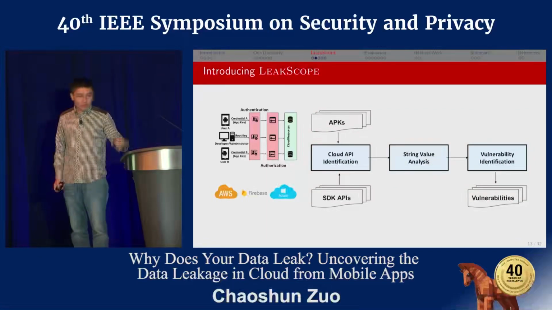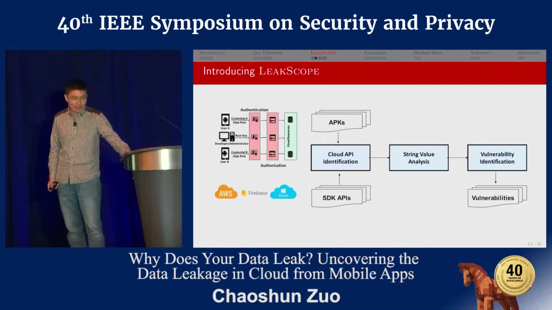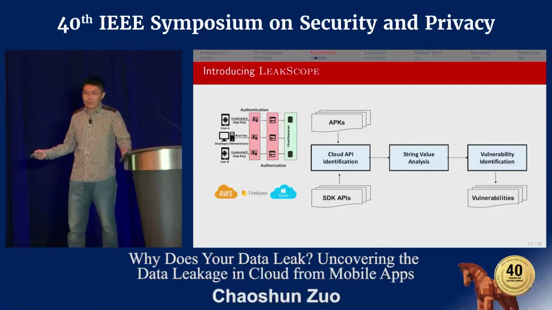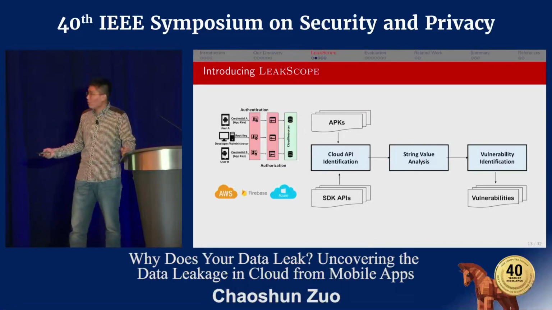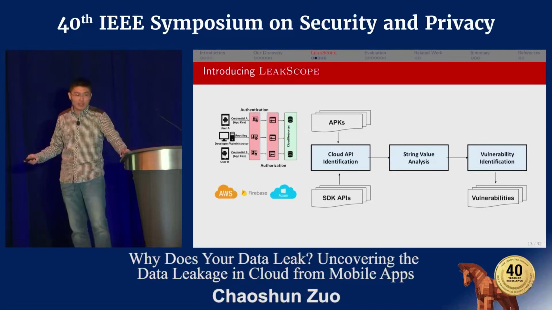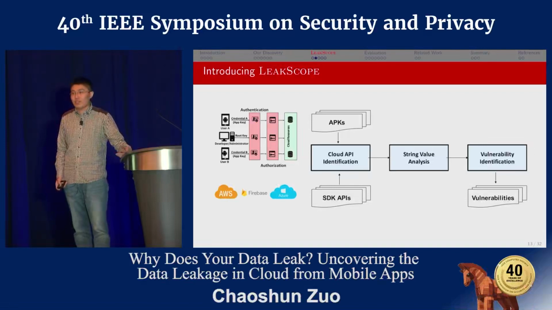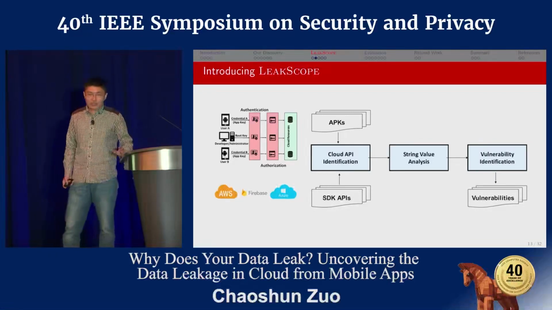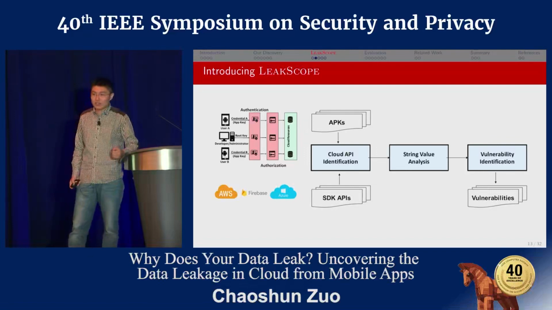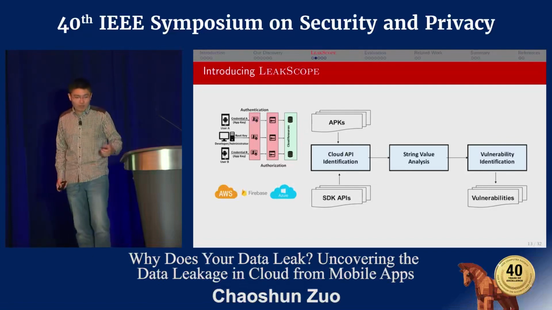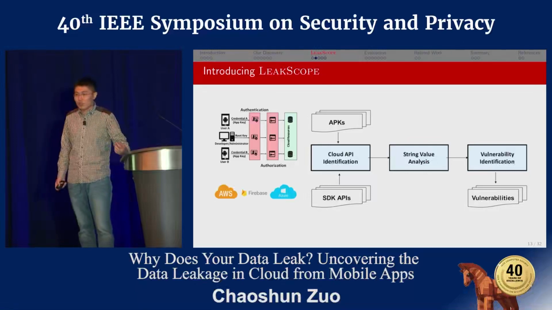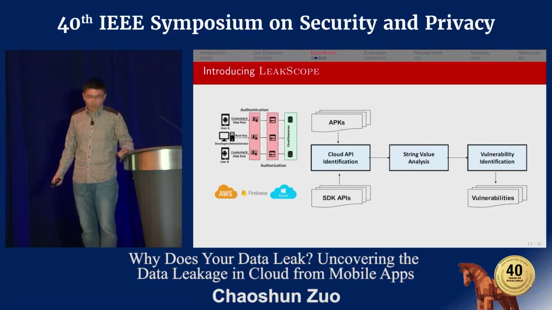So to deal with those questions, we have designed and implemented a system, LeakScope. And this is the overview of our system. It consists of 3 components: cloud API identification, which takes APKs and cloud APIs as input to identify the cloud APIs that are used in the mobile app; string value analysis, which tries to get the content of the key; and then vulnerability identification, which uses the key to detect the vulnerability. Let me go through those components one by one.